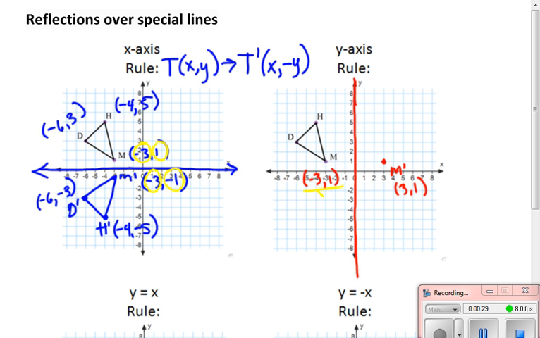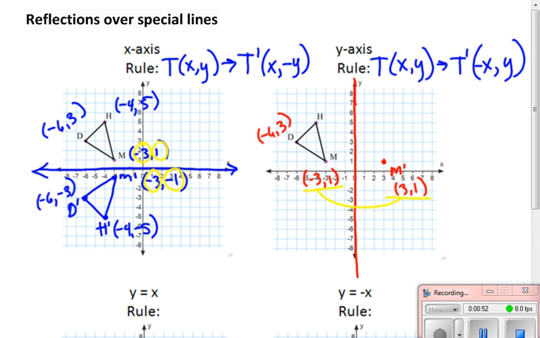What happens or changes from this coordinate to this coordinate? Well, then we can see that our rule is going to be T of xy is T prime of, this time my x's are opposite and my y stays the same. So let's see if that holds. D is at negative 6, 3. So according to this, it's going to go to positive 6, 3.